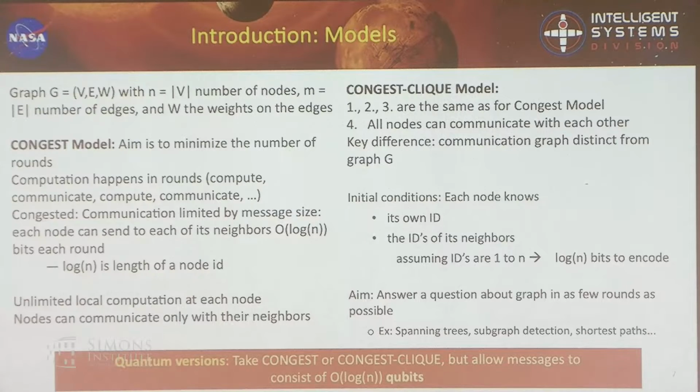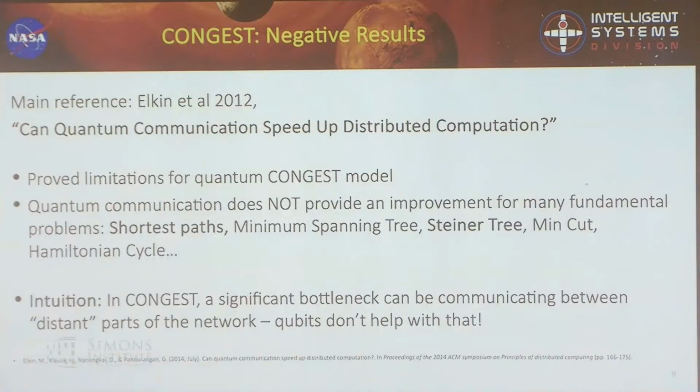There were some prior results in the CONGEST model, so that first one where the communication graph is the same as the one you're trying to learn about. And basically the results were quite negative, that quantum communication does not provide an improvement for a variety of graph problems. And the intuition from our point of view is that you have a significant bottleneck in communicating between distant parts of the network, and qubits just don't help with that.